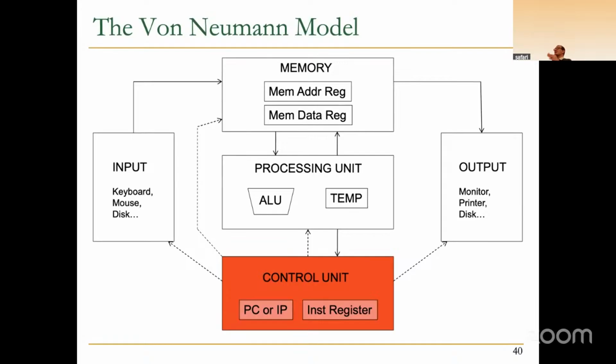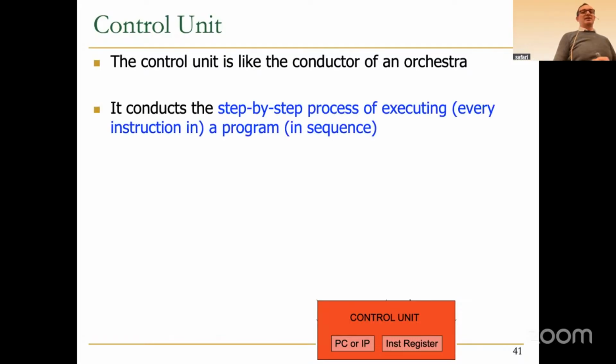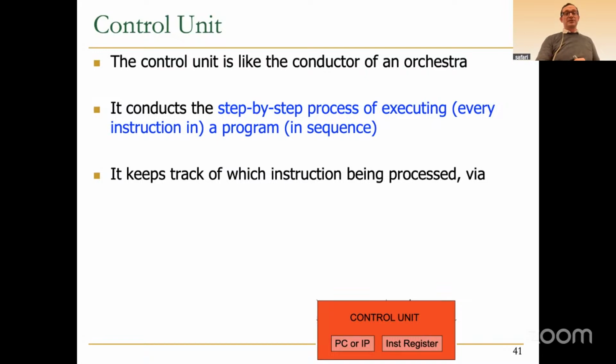But let's talk about the control unit, which really orchestrates how all of these are put together. It's essentially like the conductor of an orchestra, right? You have an orchestra, they're all doing different things, and the conductor conducts who should be doing what at what point in time. Essentially, the control unit conducts a step-by-step process of executing every instruction in a program in sequence. And we're going to see that today.